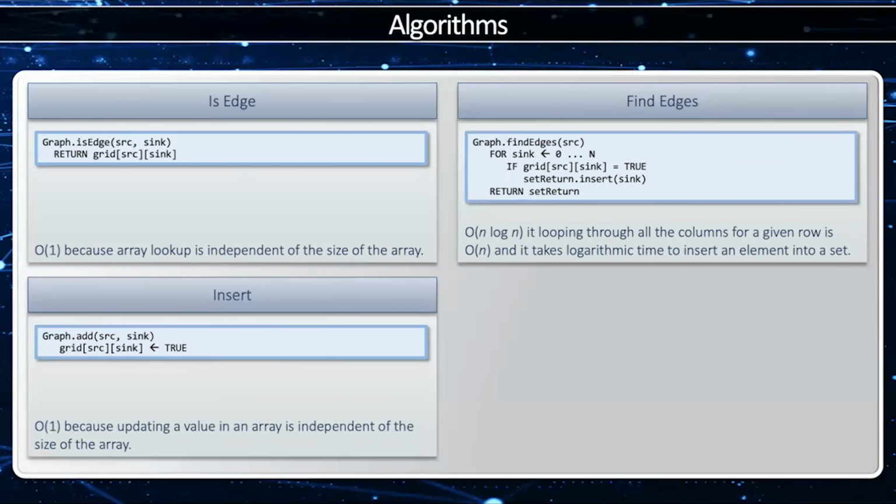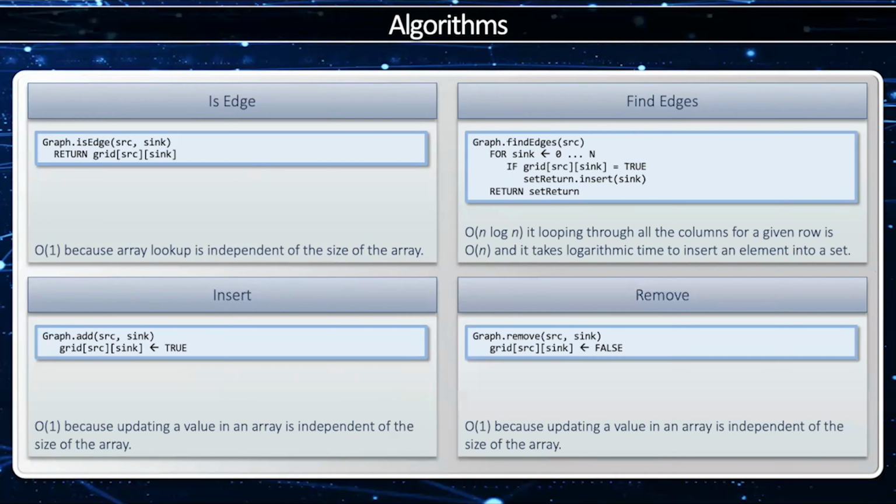If I want to add an edge between a source and a sink, then I set that element to true. Once again, this is O sub 1 because an array lookup is O sub 1. And of course, I want to remove an edge between a source and a sink. I've got to set that slot to false. And this also is O sub 1.